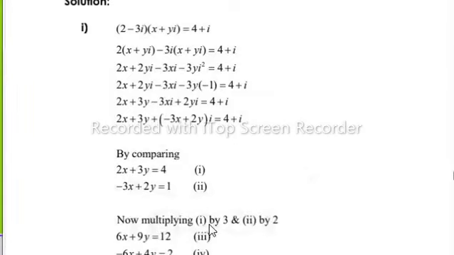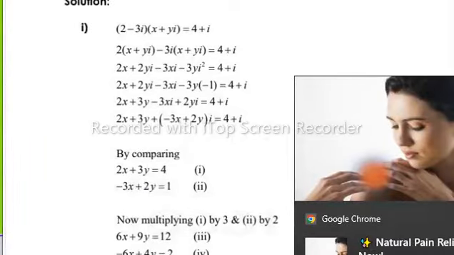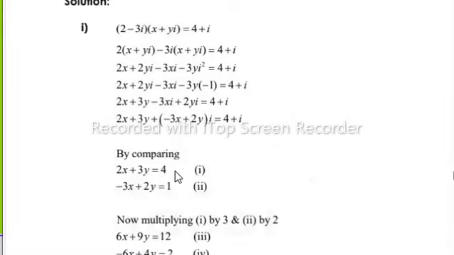Now multiply equation 1 by 3 and equation 2 by 2. The first equation we multiply with 3, because the coefficient of x in the second equation is 3. And the second equation we multiply with 2, because the coefficient of x in the first equation is 2. So we use the coefficient of x for multiplication.